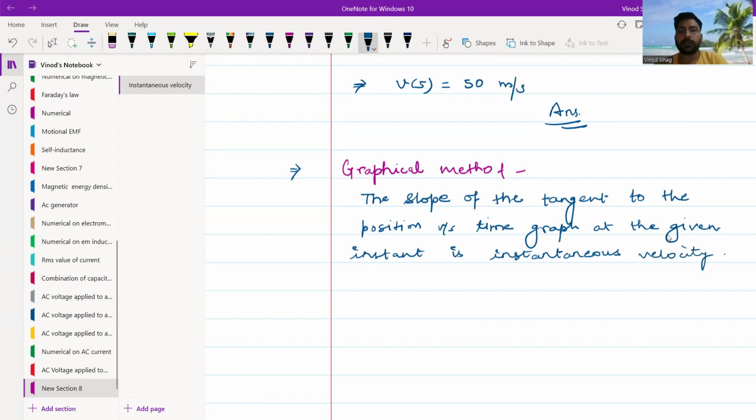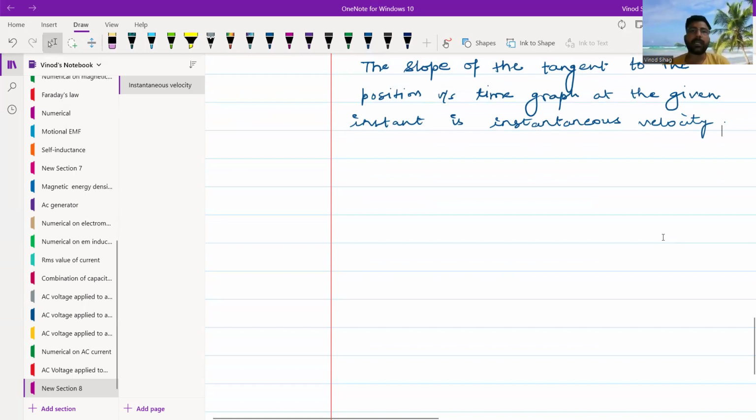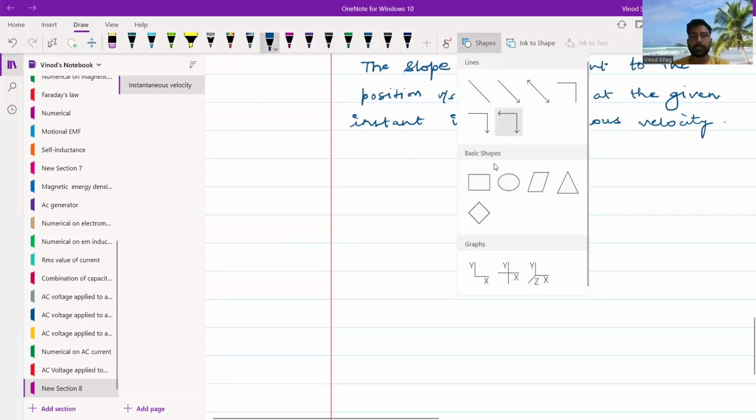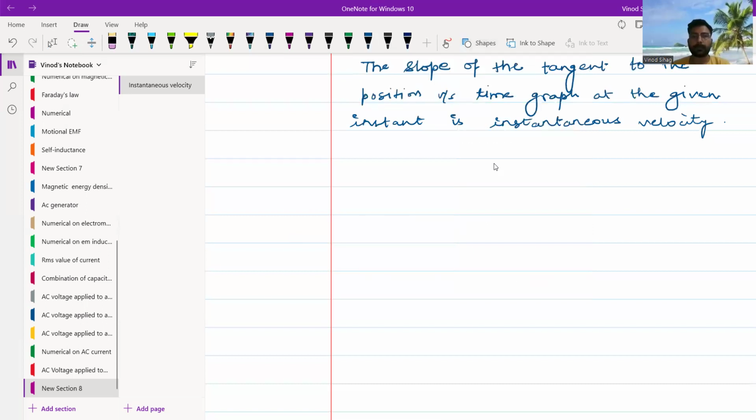Okay. So now we are going to see how to find out that actually. So for that we need a graph. So let's draw that. One second.